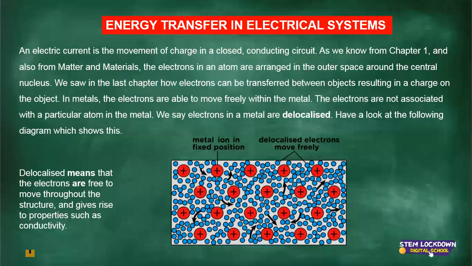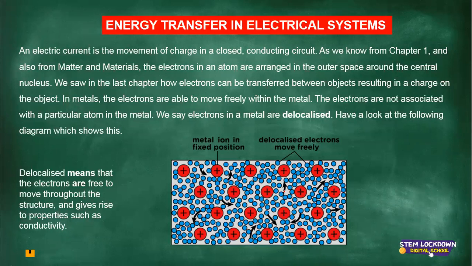So if you look at the diagram here at the bottom, you see the electrons here are the blue ones. They are rearranged on the outside of the nucleus, and the nucleus are all the atoms that are red. So these electrons are rearranged on the outside. Okay, and then you saw that the electrons were transferred between objects resulting in a charge on the object.